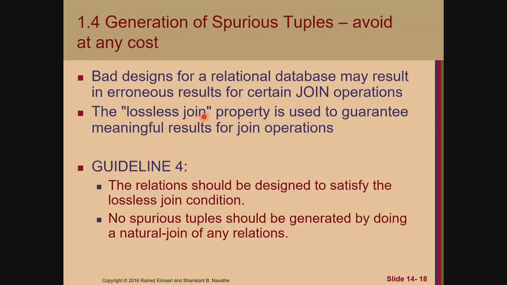The lossless join property is used to guarantee meaningful results for join operations. Here is guideline number 4. Relations should be designed to satisfy the lossless join condition. No spurious tuples should be generated by doing natural join of any relations.